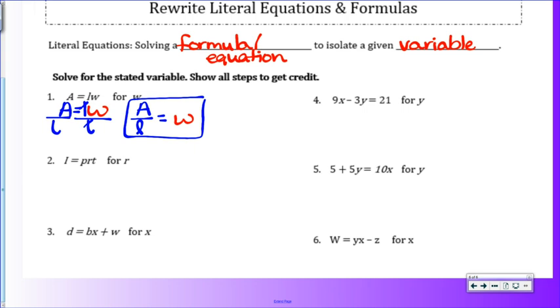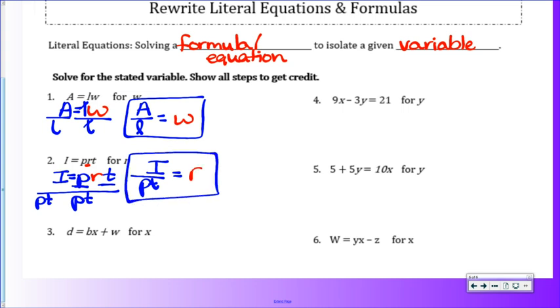Okay. Number 2. I equals PRT. This time they want us to solve for R. So look at what's happening to R. Right now, R is being multiplied by P and it's being multiplied by T. So to get R by itself, we're going to do the opposite and divide by P and T on both sides. So I divided by PT would give us R, and that is your solution.